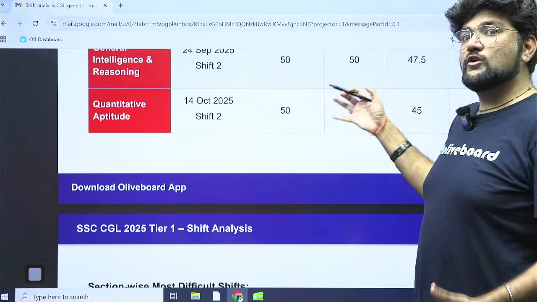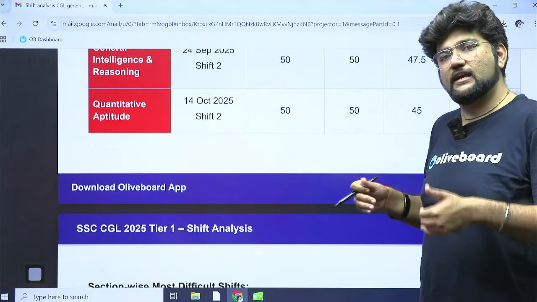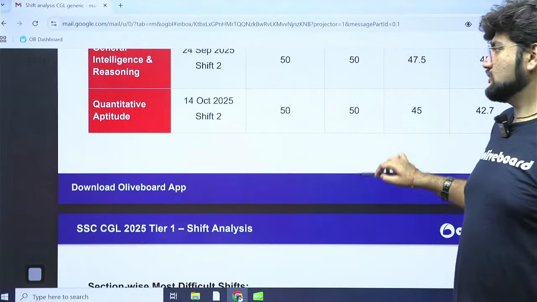But again, this is not going to affect these students because everything is on the equi-percentile method. So we are going to treat both of them equally. That's the beauty of this method so far.